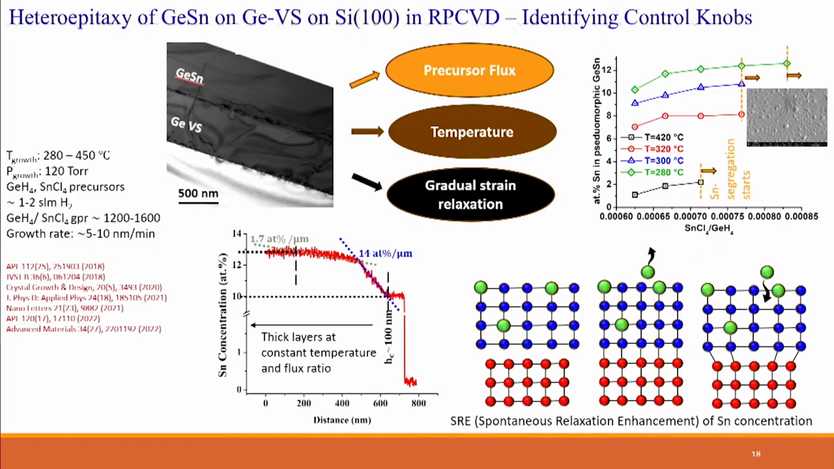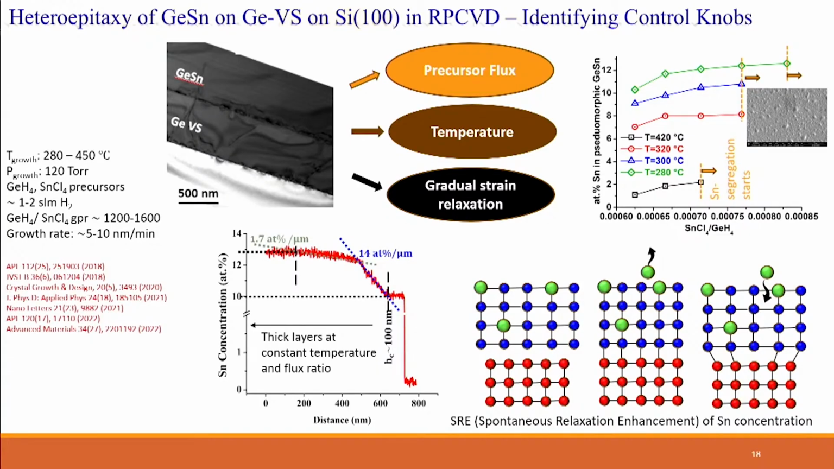So this is what you see here. This is a concentration profile. You see that here we fix the temperature and the flow. Let's say we have 10%, and then we don't touch the temperature, we don't touch the precursor flux. We just let the layer grow thicker and thicker, and you see suddenly the tin concentration starts to increase. Naturally, we don't do anything to it. It's simply because the lattice has started relaxing. First, it grows rapidly. Then when the lattice is close to being fully relaxed, it slows down. Once it's fully relaxed, it flattens. This is a classic case of spontaneous relaxation enhancement.